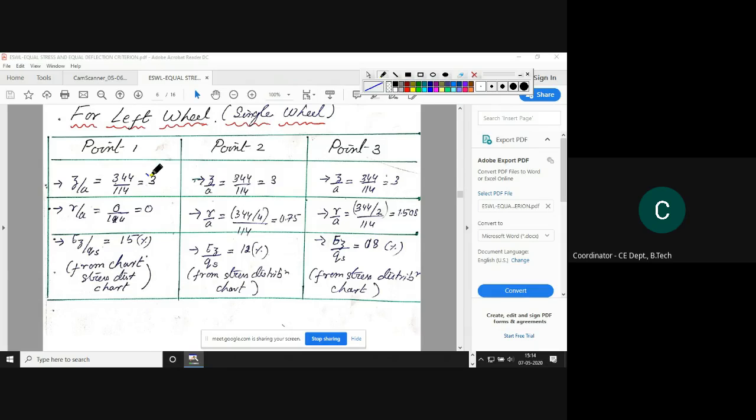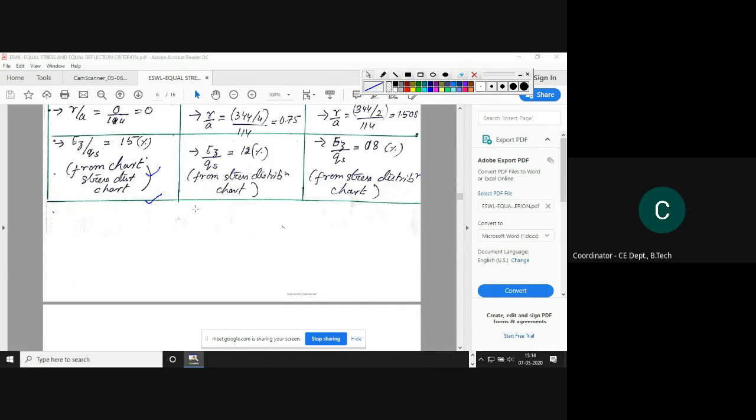Now we know Z by A for point 1 and R by A for point 1. Let us go to the chart. So Z by A is 3 and R by A is 0. So this chart.